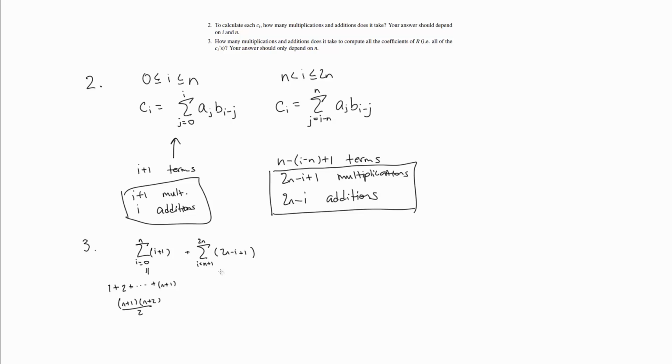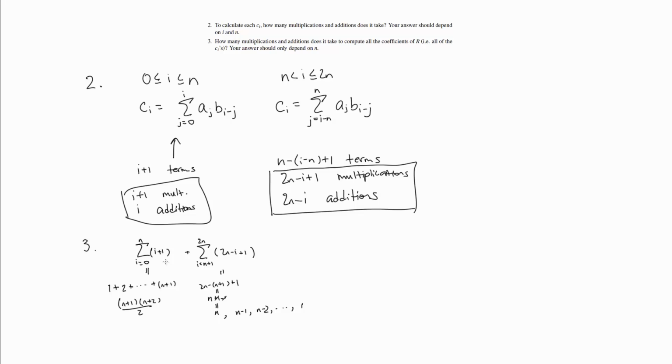Let's do the same thing for the second sum. Plugging in n plus 1 for the first I gives us 2n minus n plus 1 plus 1, which is equal to n plus 1 minus 1, leaving us with just n. The second term is going to be 1 minus the first term. So the second term is going to be n minus 1. And then the next term is n minus 2, all the way down to the last term, which is 2n minus 2n plus 1, which is just 1.